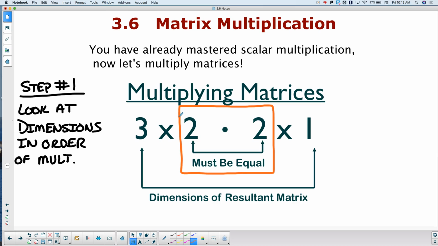Okay? Now, the nice thing about doing this first step is that the dimensions of your resultant matrix are then the outside numbers. So my resulting matrix is going to be a 3 by 1 matrix. Okay? The two middle numbers have to be the same. The two outside numbers give you the resulting dimension.